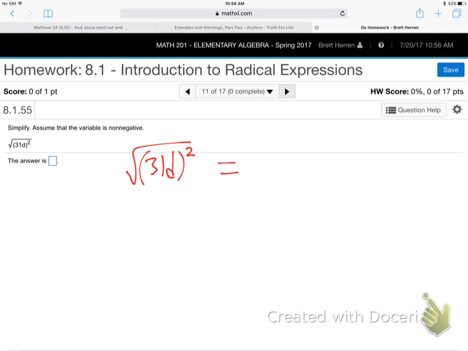So the square root of 31d quantity squared, what's going to happen with this one? It's going to be 31d. Yeah, the root will just cancel out the square. Just cancel out. That's just 31d. You don't need the parentheses anymore. They're not really important anymore. So is everybody good with that? So again, powers and roots, the 2 power and the root just cancel, eliminate each other, just like that.